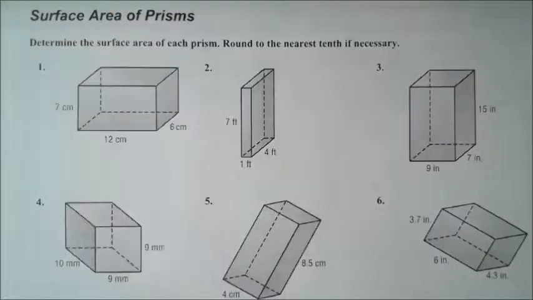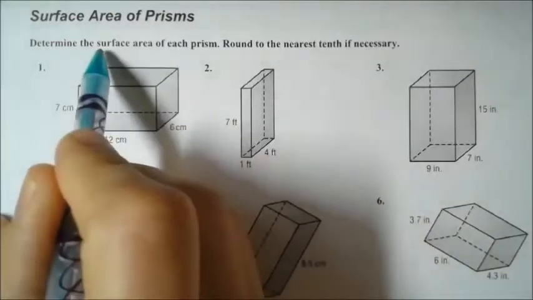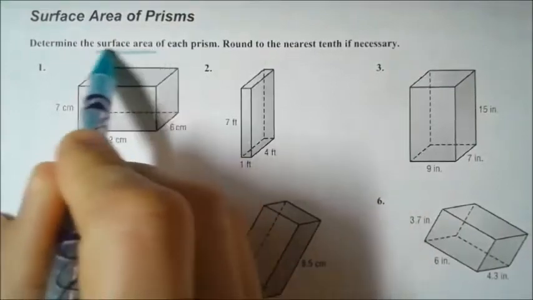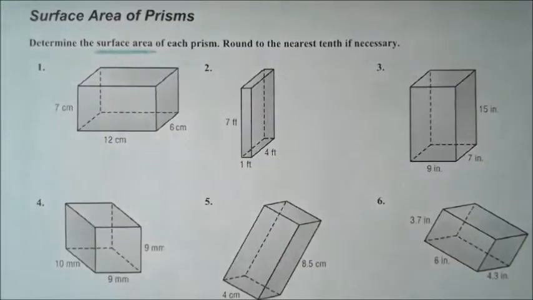So let's go ahead and take a look at number 1 real quick. Notice their instructions do say solve for the surface area. So we're going to be using the whole formula for these, the pH plus 2b. The first thing we need to do is start out just like we did on the cylinders, and determine what our bases are.